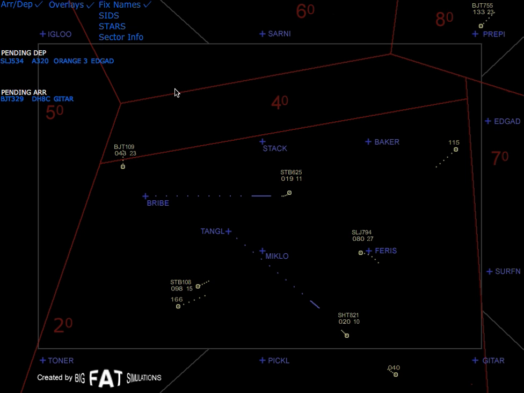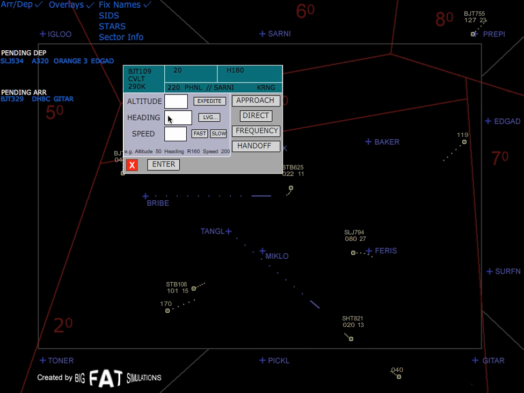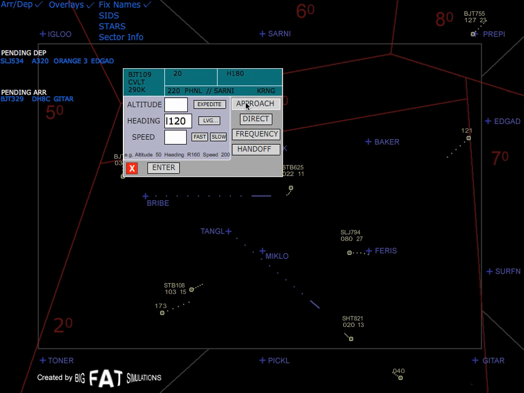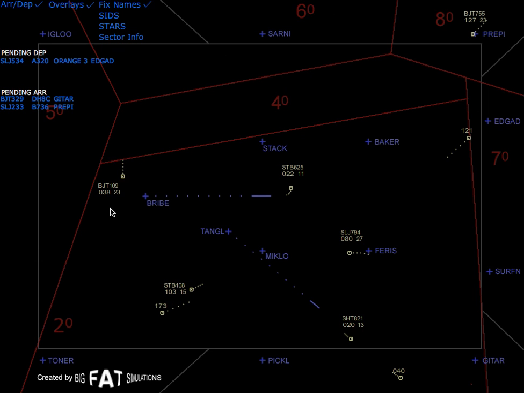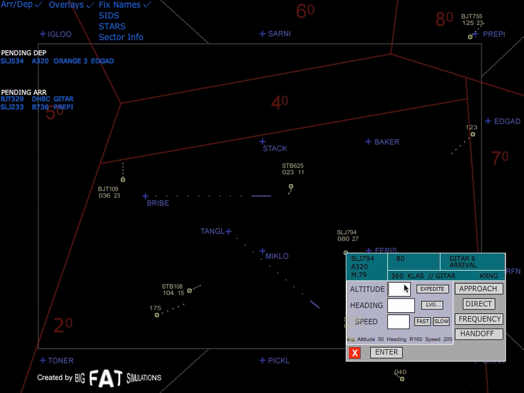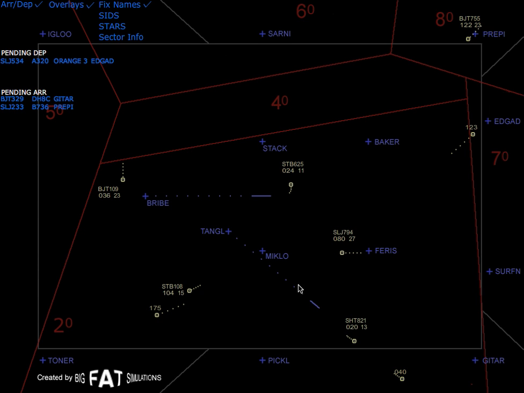I'm going to give them 2,000 feet now. I'm going to accept the handoff on this arrival. This arrival, when they come on frequency, I'm going to give them 8,000. And this departure has only got 7,000, so there's some vertical separation there. I'll give this aircraft a left to a heading of 120 and the approach clearance. Slamjet 794, they can have 5,000 feet. I give them 5,000, just in case I forget about them and they wind up in this higher terrain.